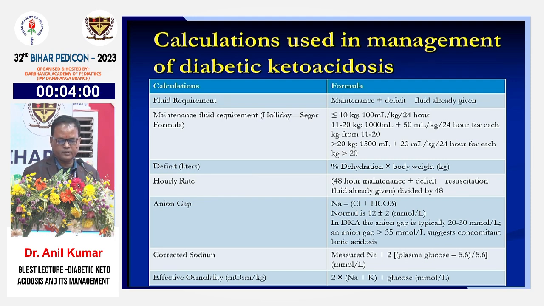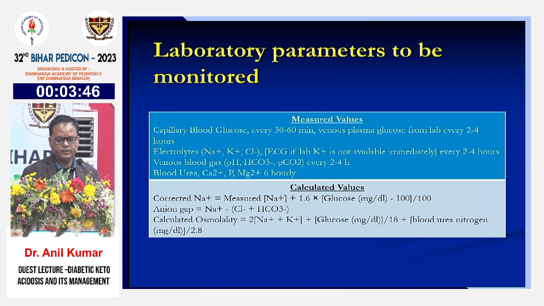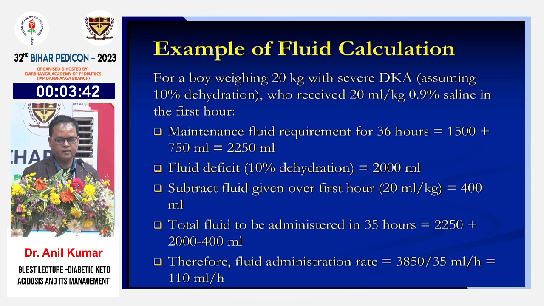Anion gap: the normal anion gap is up to 10, and when it is more than 35, there is a chance of lactic acidosis. Physical and laboratory diagnosis we have already covered. It is very important. This is the example for the fluid calculation.